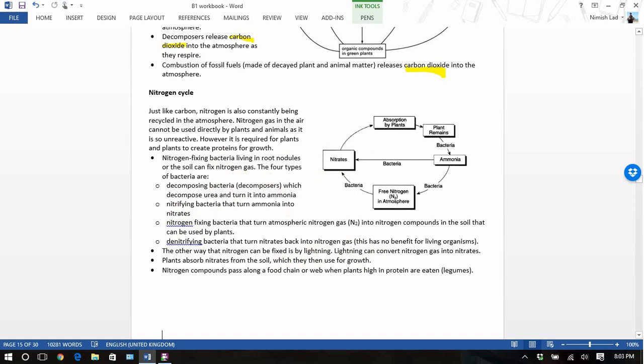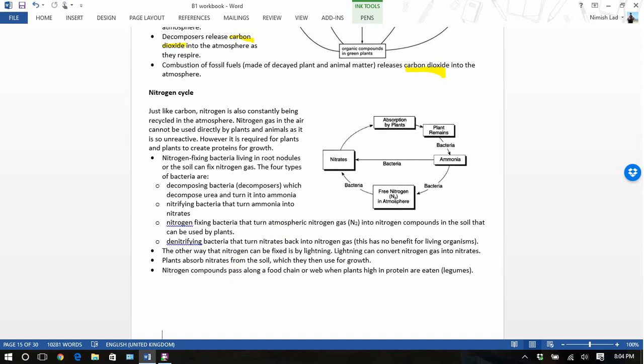Plants absorb nitrates from the soil, just like I said, which they can use for growth. But also nitrogen compounds pass along a food chain or web when plants high in protein are eaten, like legumes. So something that's high in protein, like beans, if you eat them, that gets passed along the food chain and you take them in like that. So remember, these nitrates are required for growth. Nitrates make proteins, proteins are required for growth.